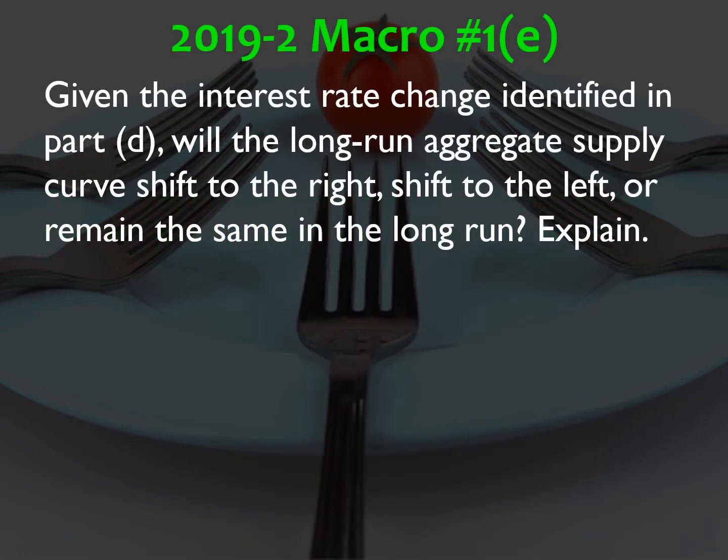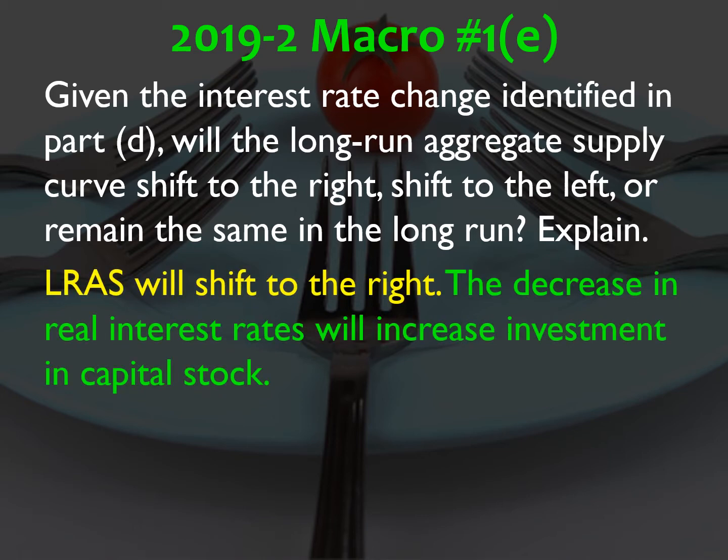E, given the interest rate change identified in Part D, will the long run aggregate supply curve shift to the right, to the left, or remain the same in the long run? So LRAS will eventually shift to the right, because if the real interest rates decrease, that's going to lead to increased investment, which leads to an increase in capital stock, which will ultimately lead to economic growth, which causes LRAS to shift to the right.